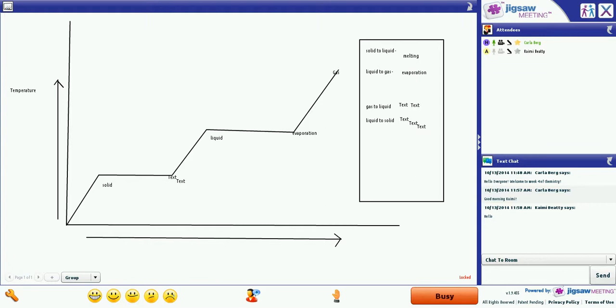You can just write it right next to the word text if you want. It can be pretty tricky to get rid of that text word. Sometimes it does not cooperate very nicely with us here. Freezing, perfect. I'll add that over here.